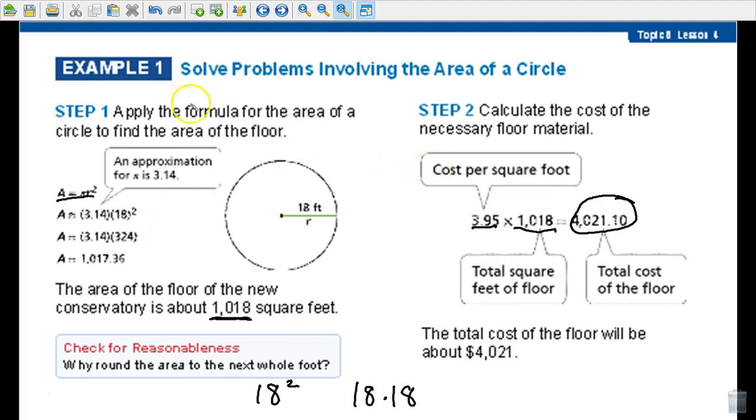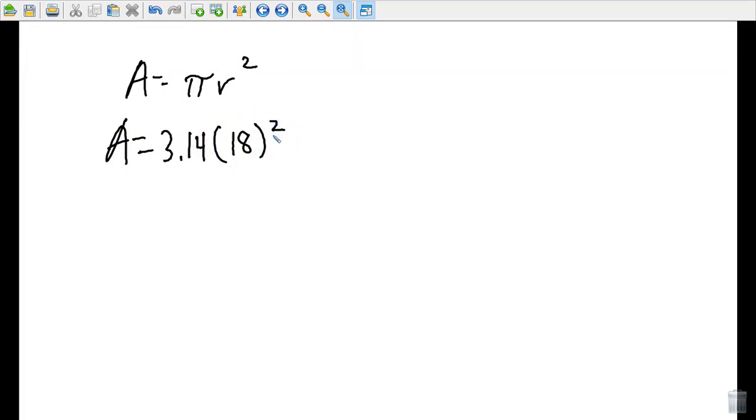So if you want to see me work it out, here it goes. So A equals pi r squared. We don't know the area, so we just keep putting A. We know that pi is 3.14, and we know the radius is 18. So PEMDAS tells me to do exponents first. So 18 times 18, we said was 324. So A equals 3.14 times 324.